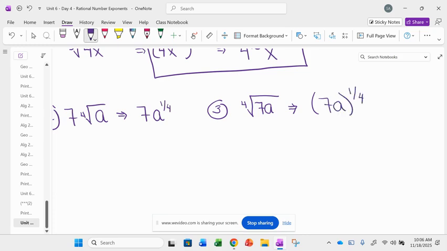In this scenario, are the parentheses important? Absolutely. Could you distribute that 1/4 power to the 7 and to the a? Yeah. Do you have to? No.